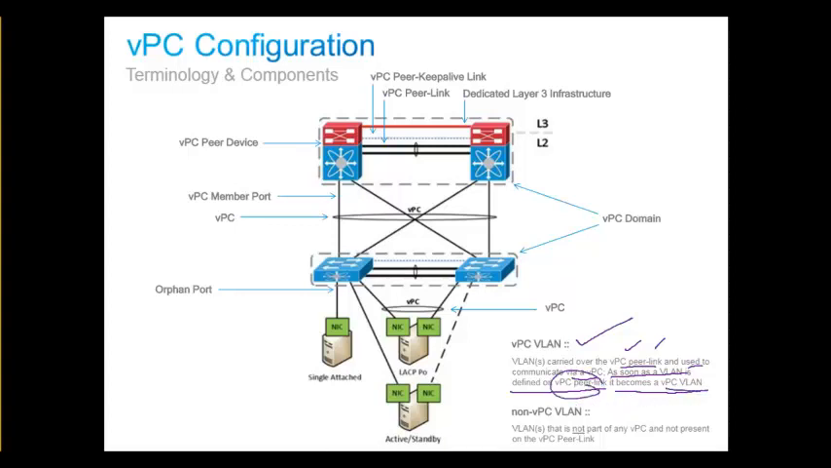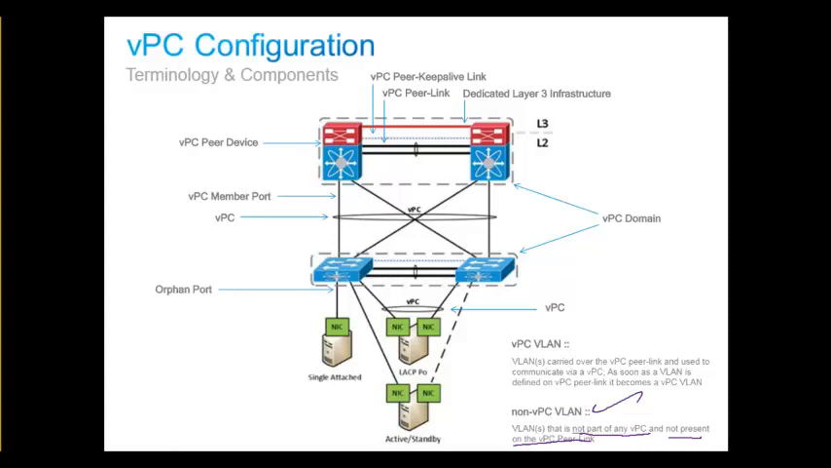What is a non-vPC VLAN? The VLANs that are not part of any vPC and not present on the vPC peer link. They are called non-vPC VLANs. Do you have any questions on this vPC VLAN and non-vPC VLAN?